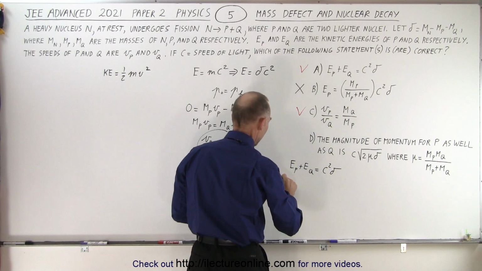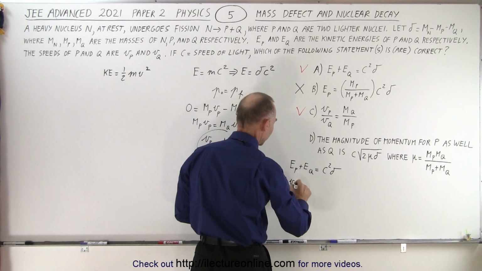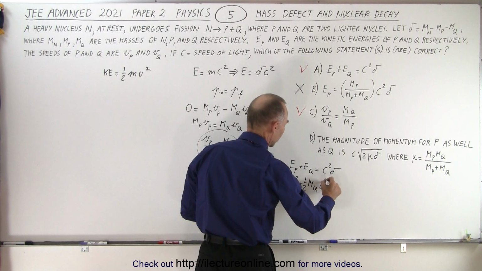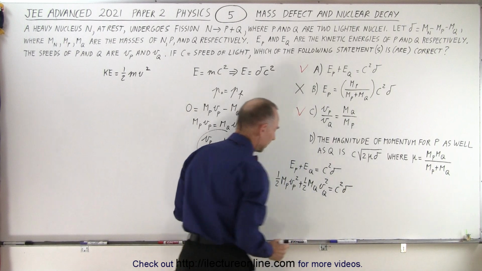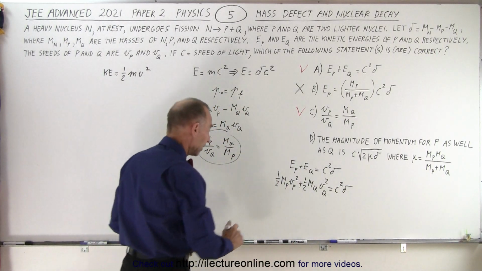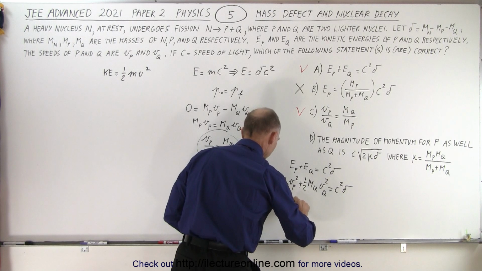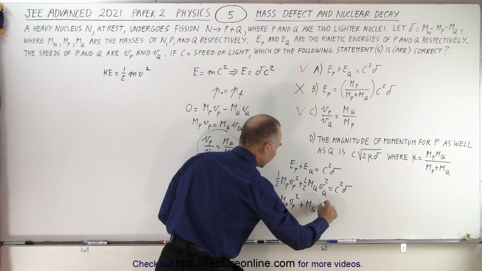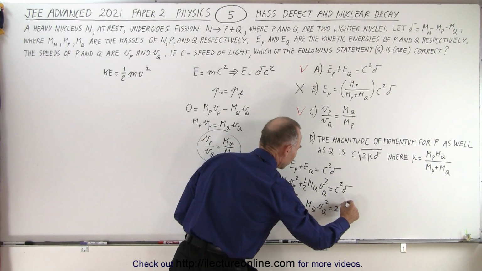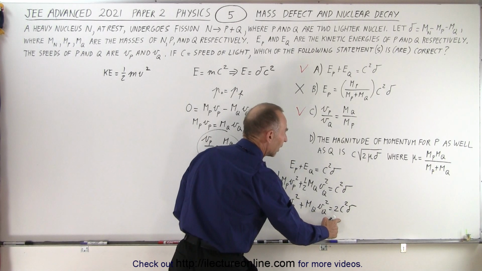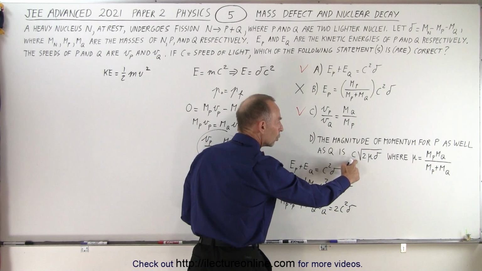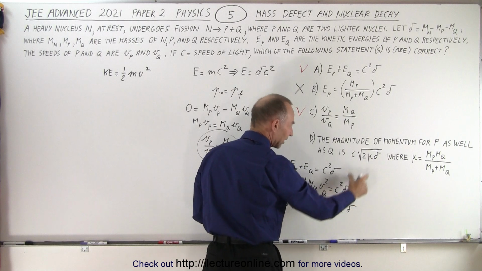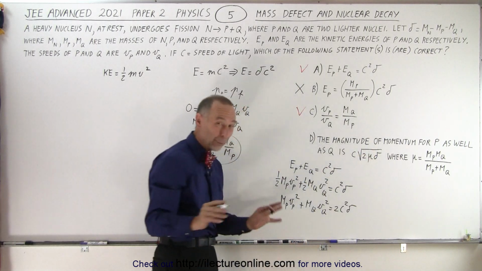And energy of P would be 1/2 the mass of P times the velocity of P squared plus 1/2 the mass of Q times velocity of Q squared, and that should equal c squared times delta. If I now multiply everything by 2 to get rid of the 1/2, I have m sub p v sub p squared plus m sub q v sub q squared is equal to 2c squared delta. And notice I have a 2c delta, and if I square this, I get a 2c squared delta. It looks like I'm in the right ballpark, but not ready to make a decision yet.